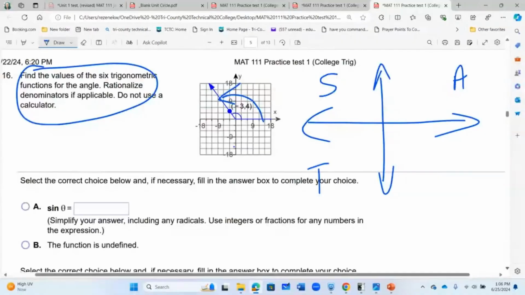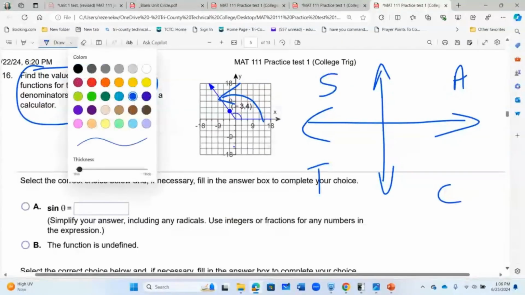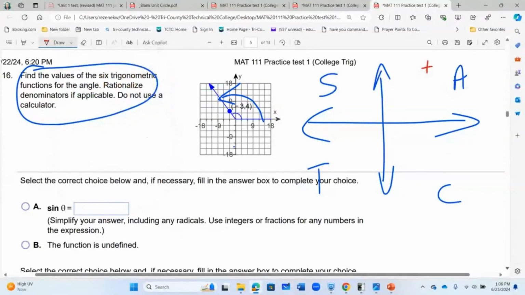I also want to emphasize that in quadrant 1, x and y are positive. In quadrant 2, x is negative, y is positive. In quadrant 3, x is negative, y is negative. In quadrant 4, x is positive, y is negative.